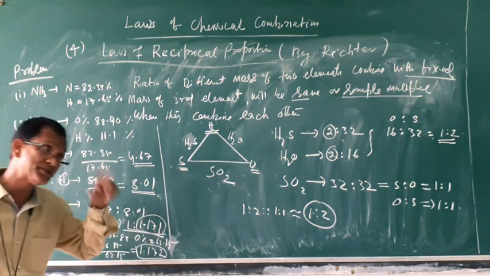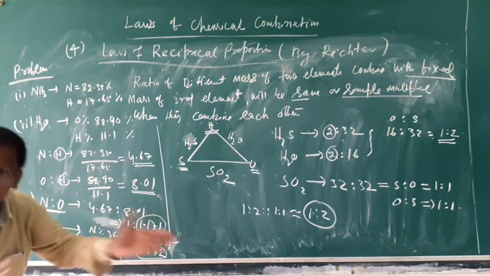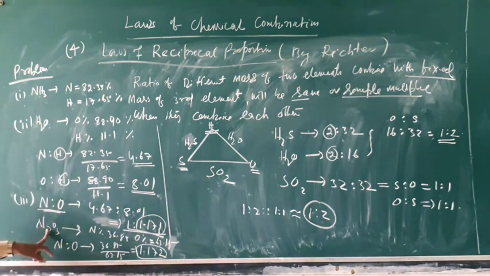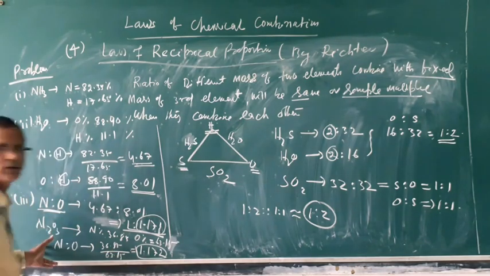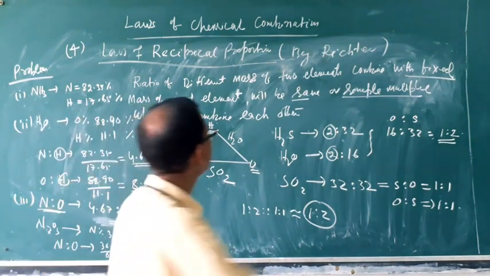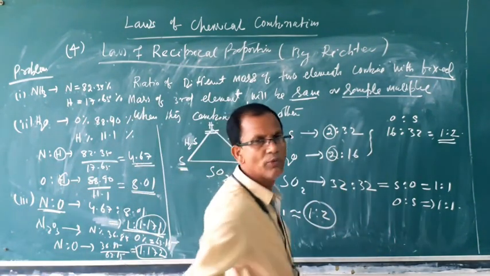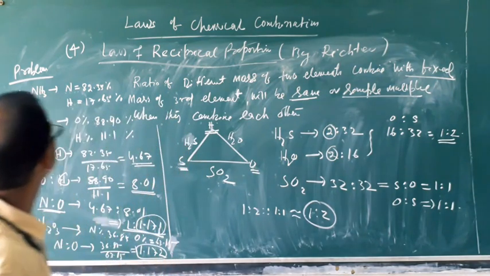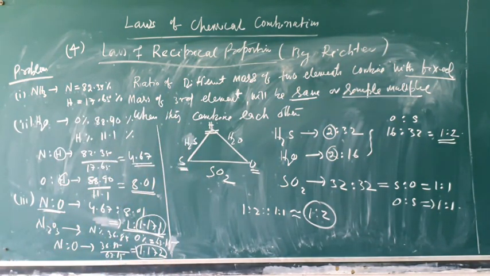Then compare this value with when they combine with each other. Nitrogen and oxygen when combined produce N2O3. What is the percent of nitrogen and oxygen, or what is the ratio of nitrogen and oxygen? 1.172. That means this data is the same, satisfying the law: either same or simple multiple. So this is regarding the fourth law.